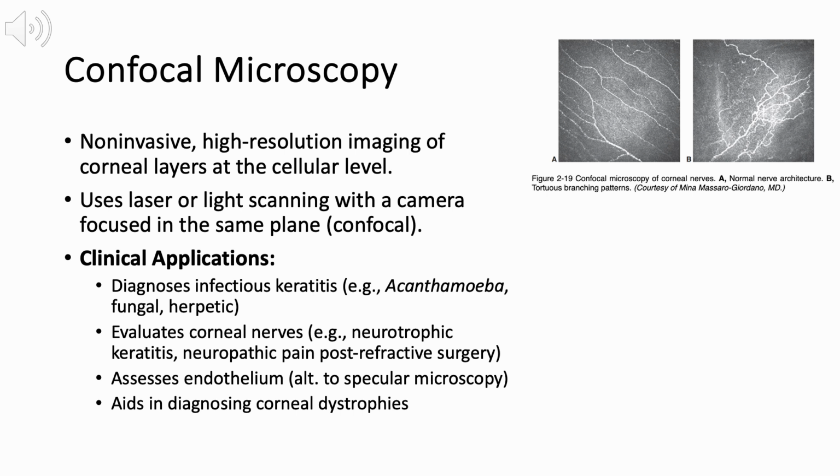Clinically, confocal microscopy is valuable in the diagnosis of infectious keratitis, including acanthamoeba, fungal, and herpetic infections, where conventional techniques may be inconclusive. It also plays a critical role in evaluating the corneal nerve plexus, particularly in conditions like neurotrophic keratitis or neuropathic ocular pain following refractive surgery. In addition, it serves as an alternative to specular microscopy for assessing corneal endothelial cells and aids in identifying and monitoring various corneal dystrophies.